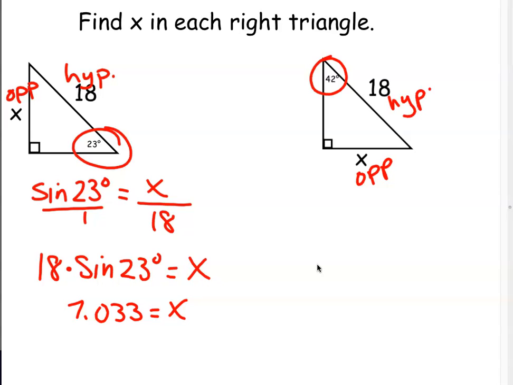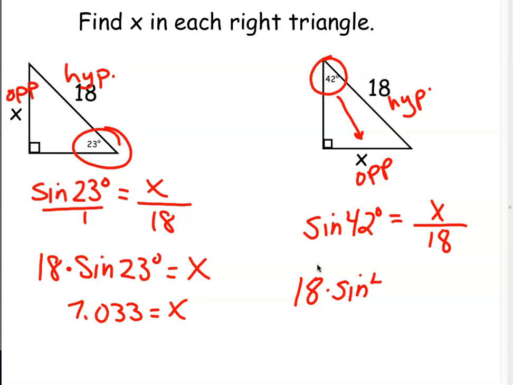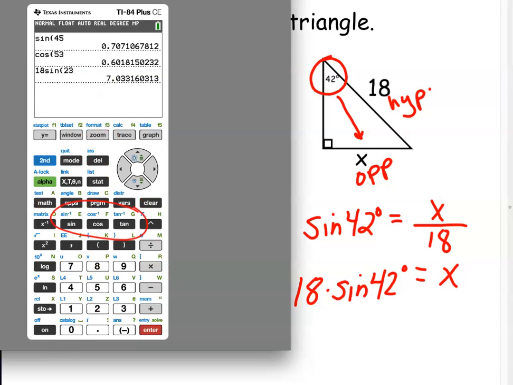We can say the sine of 42 degrees equals the opposite x divided by the hypotenuse 18. So again, we're going to multiply 18 to both sides. We end up with 18 times the sine of 42 degrees will get us our x value. Okay, 18 sine 42. Our missing side is 12.044.